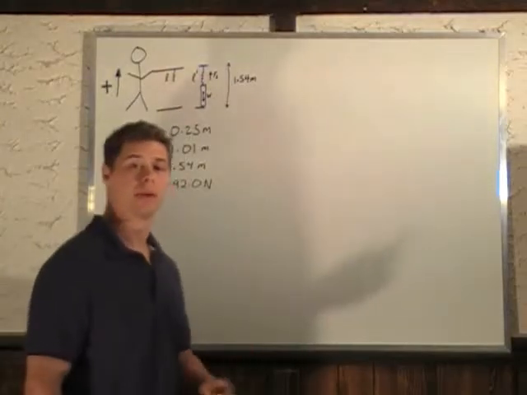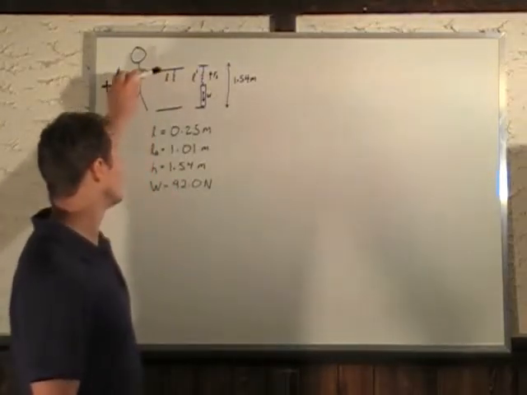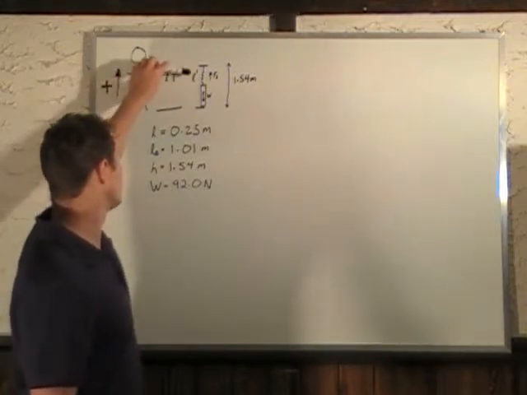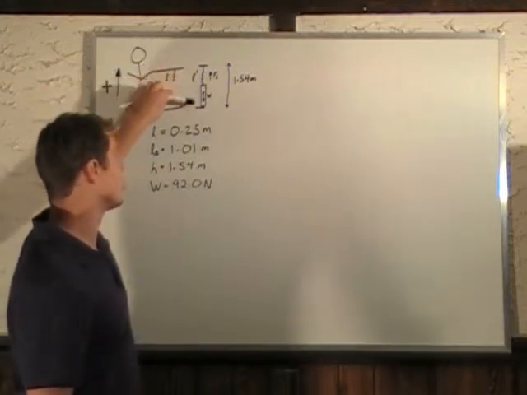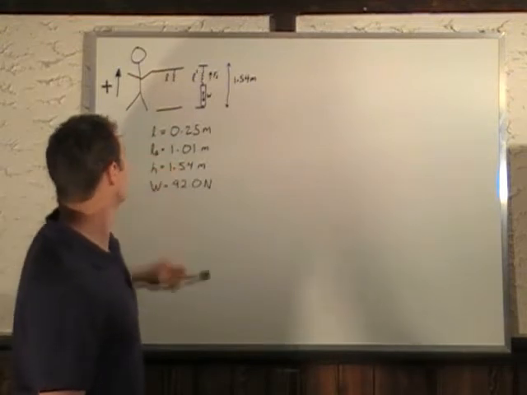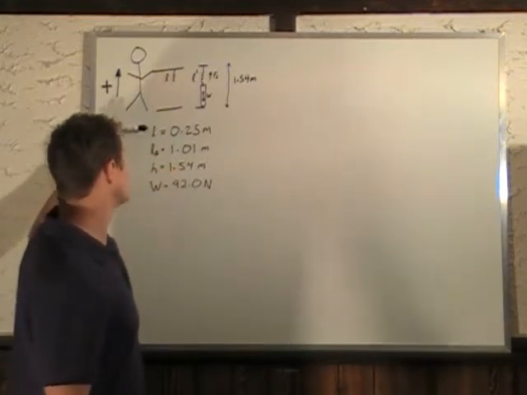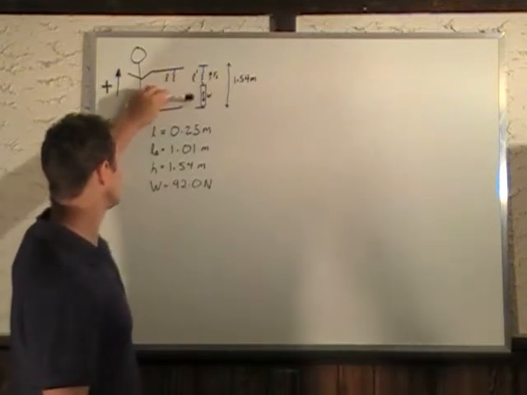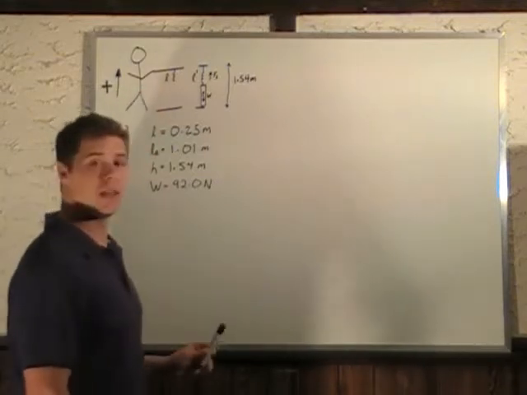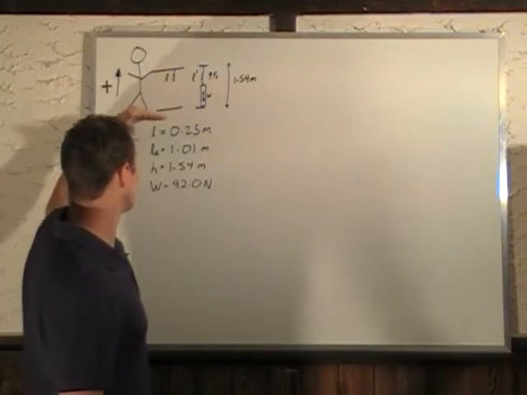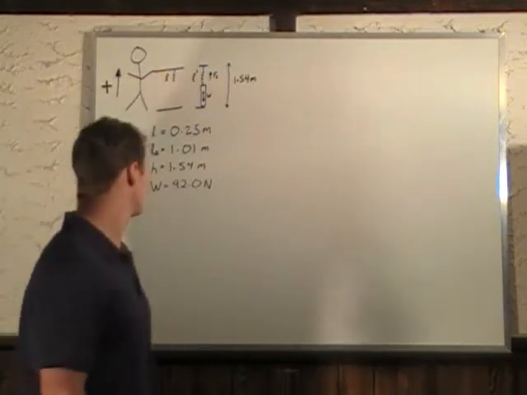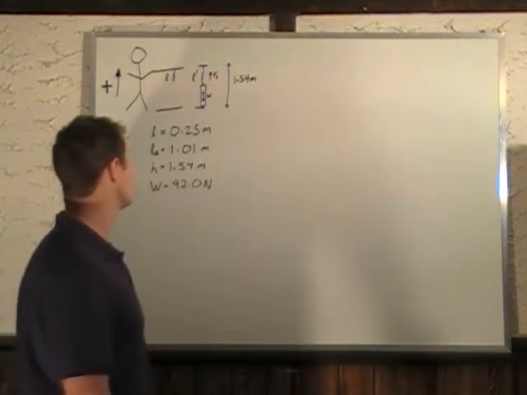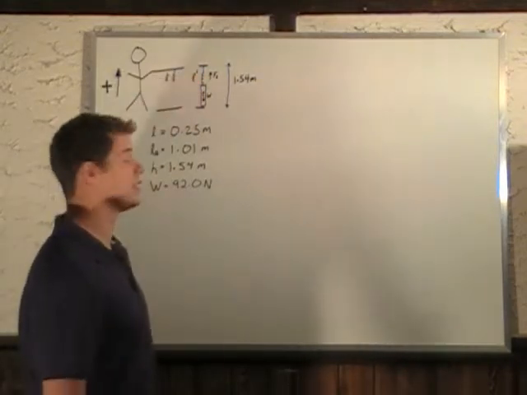In the problem we have here, we have a man holding a spring with an unstretched length of L and a stretched length of L prime, and it has a board attached to it of weight W. We're given that the unstretched length is 0.25 meters, and the length of the board is 1.01 meters. The height of his hand above the ground is 1.54 meters, and the weight of the board is 92.0 newtons. Now what we want to figure out is what is the spring constant K.